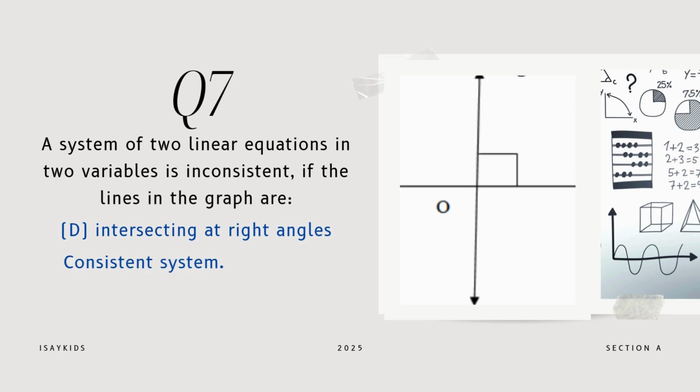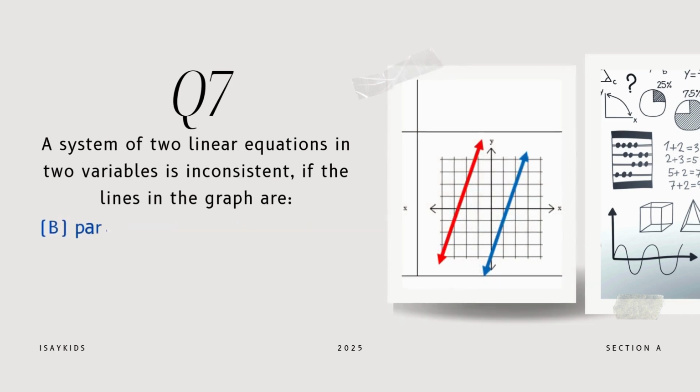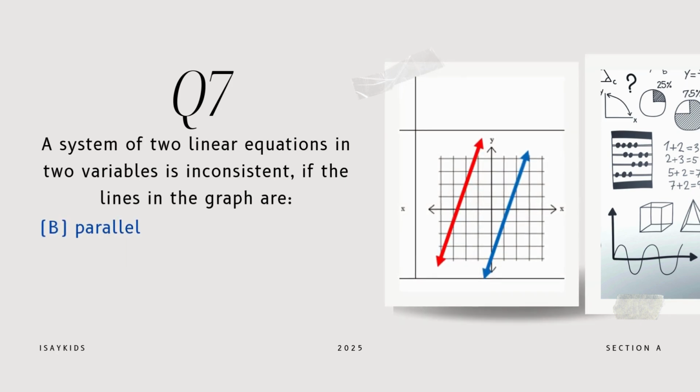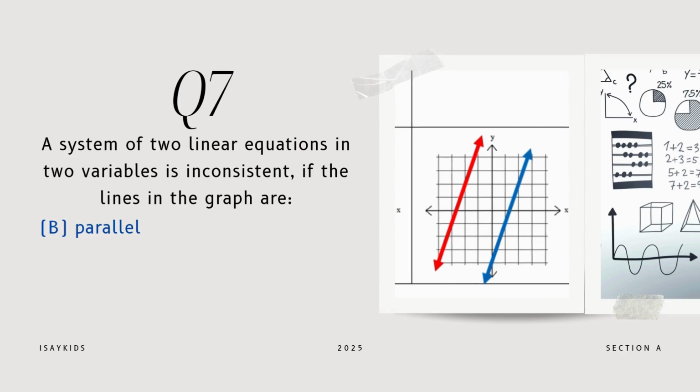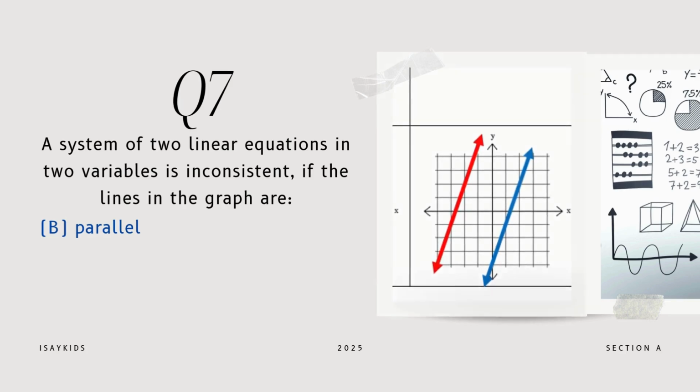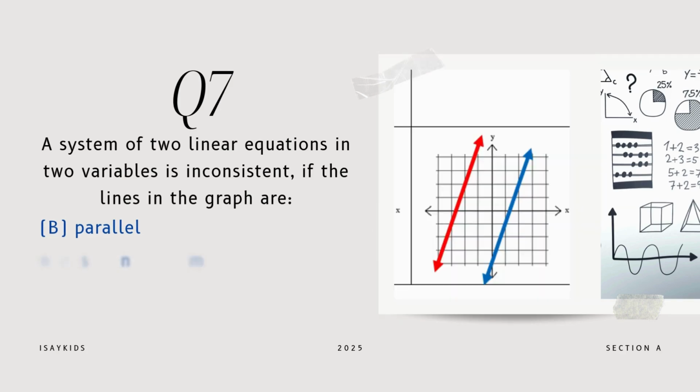Now let's discuss the option left, which is option B, parallel lines. We know that parallel lines, on the other hand, do not meet at any point. And this is our answer. The system is inconsistent.